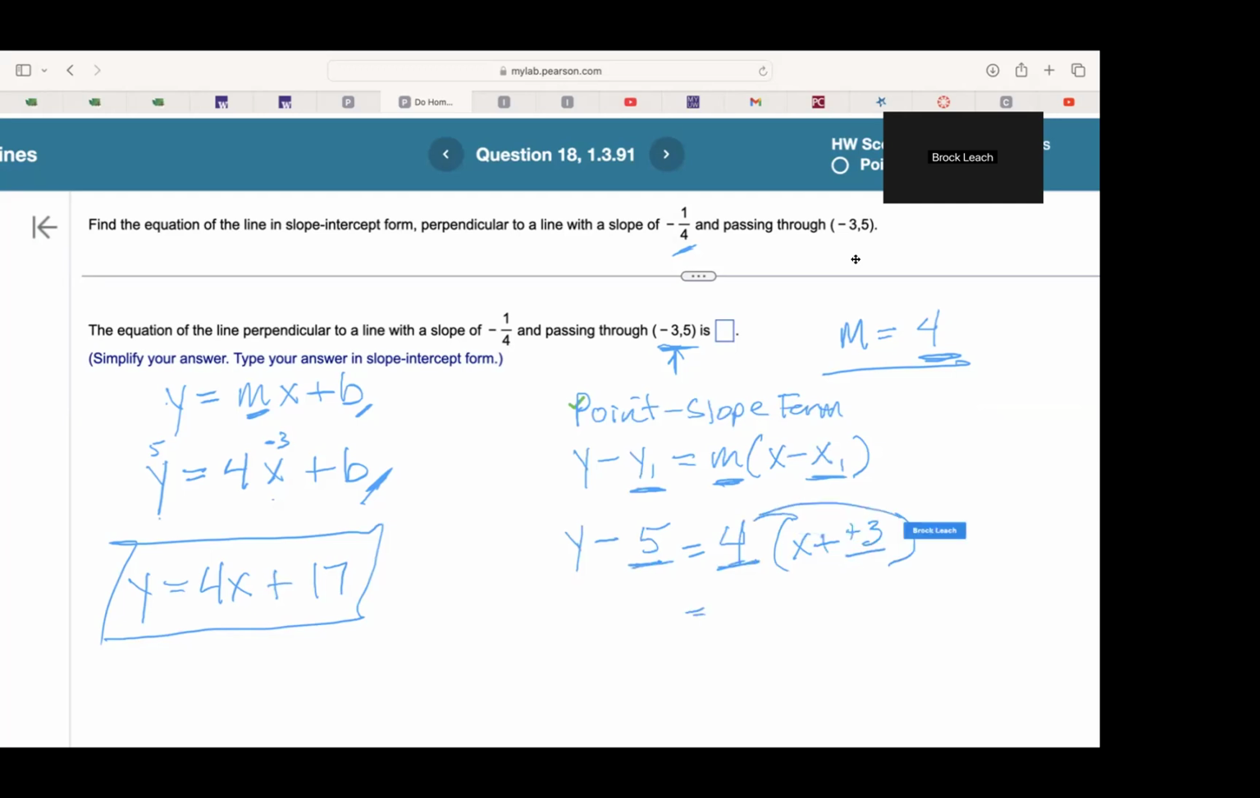And distributing the 4, that gives me 4x plus 12. You still have y minus 5, but all I have to do now is add 5 to both sides. That puts it in slope-intercept form. Most of the time, they're going to want it in slope-intercept form.